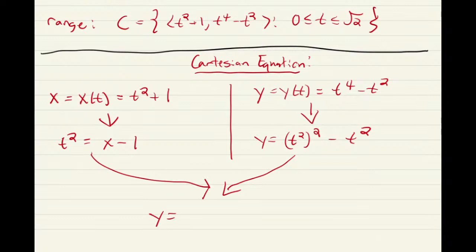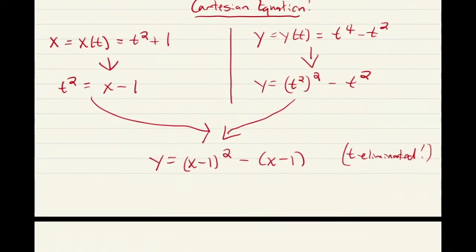And I get y is equal to t squared, which is x minus 1, that squared minus t squared, which is x minus 1. Folks, that's the Cartesian equation. I've eliminated t. Okay, I should simplify, I will. But this is it, okay? The trick is to eliminate t and get things in terms of x and y. That's what the Cartesian equation is all about, okay? So t eliminated, okay? That was our goal all along, to eliminate t.